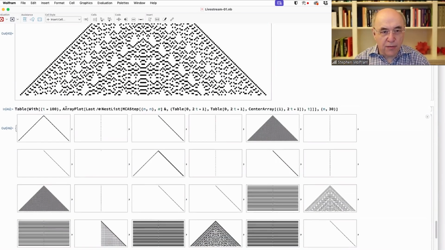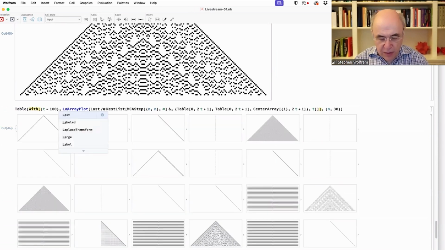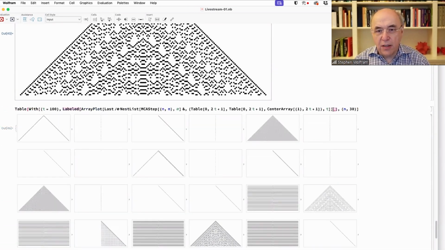Okay, oops, silly mistake. I should have labeled these things so we at least know what rule we're looking at. And where did I do that? That's not what I wanted. I wanted this. What's going on there? Oh, that's the width. T equals 100. Oh, I want to go into this there. And I'm a little confused here. That's the label right there. Okay. All right.